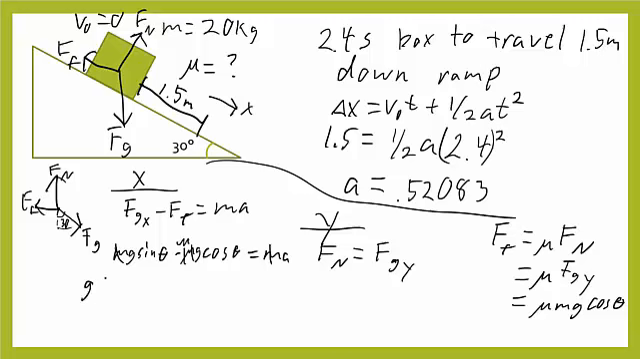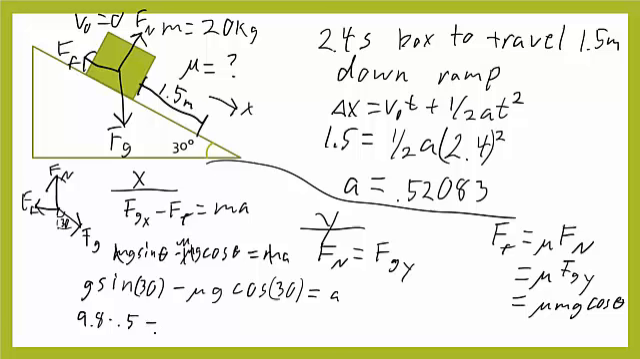So let me rewrite this, it got a little cramped there. I've got g sine theta, sine of 30, minus mu g cosine of 30, equals my acceleration. From this point we can just plug in some numbers. I've got 9.8 times sine of 30, which is 0.5, minus mu times 9.8 cosine of 30, I don't remember cosine of 30 off the top of my head, equals the acceleration we found from our kinematic information, 0.52083. From this point it's just algebraic manipulation.